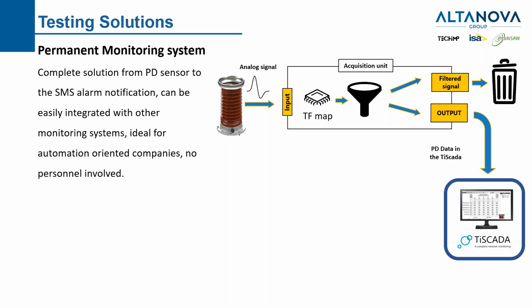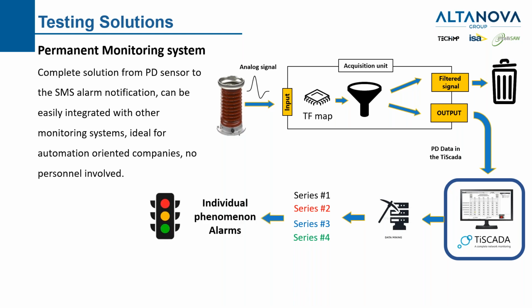SCADA system. The data will then be studied, and there is a process to separate different clusters of points and to identify the single PD phenomena. We provide the single PD phenomena in series, and each one of these PD phenomena can provide an individual alarm. This is the idea. Obviously, in just one slide it's not so clear, but this is just to share with you the philosophy behind our permanent monitoring system.